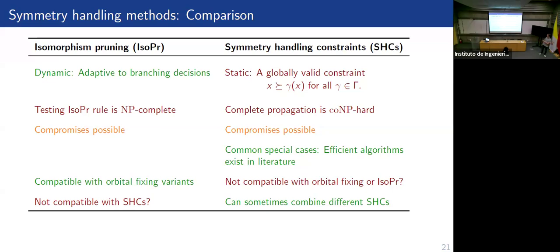What's nice about static symmetry handling methods is that there are common special cases. For instance, the orbitope example that I gave at the very beginning. This is a type of symmetry that can be efficiently handled with propagation, as has been shown for the binary case. And it's not very surprising that these two methods are not compatible, but what we would like to do is use the ideas of both worlds to combine certain things.